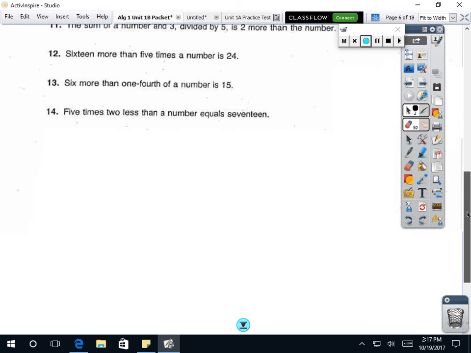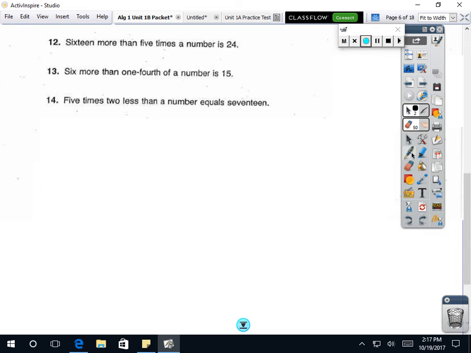Number 14, 5 times 2 less than a number equals 17. Okay, well, so you're obviously going to multiply 5 by something. What are you multiplying the 5 by? 2 less than a number. How do you represent 2 less than a number?